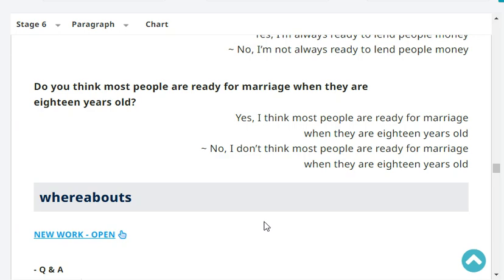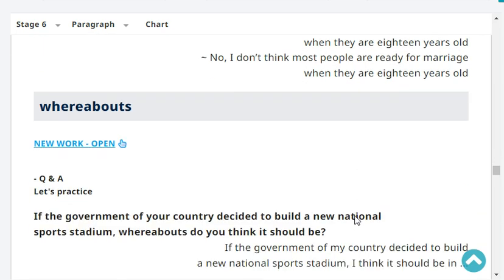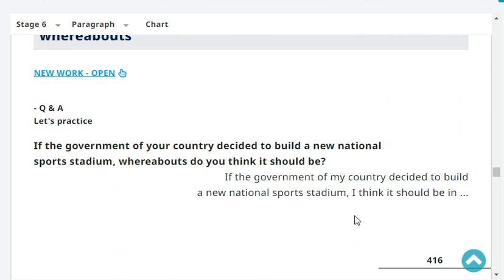Do you think most people are ready for marriage when they are 18 years old? Yes or no? No, I don't think most people are ready for marriage when they are 18 years old. Right.